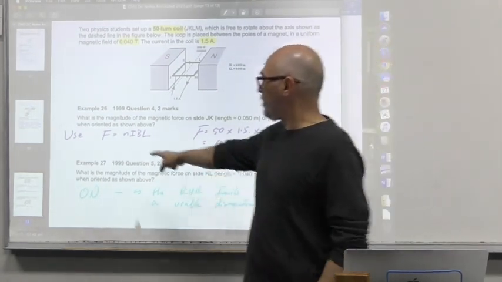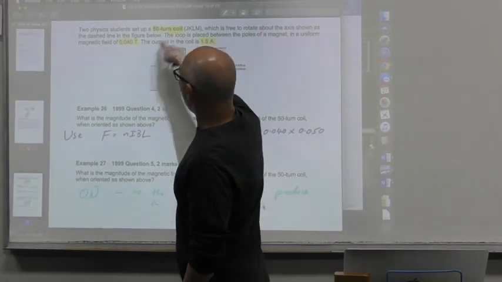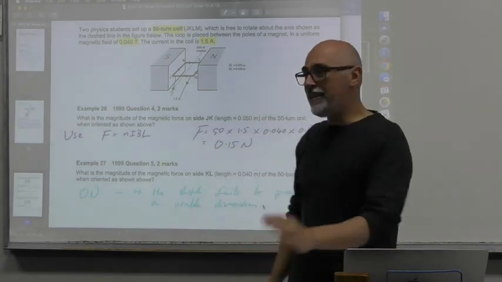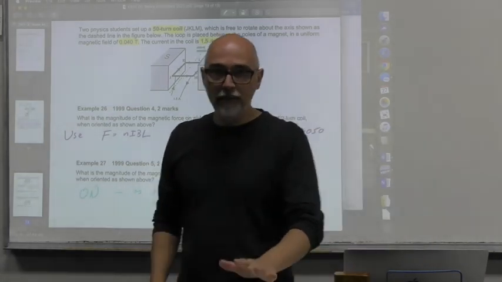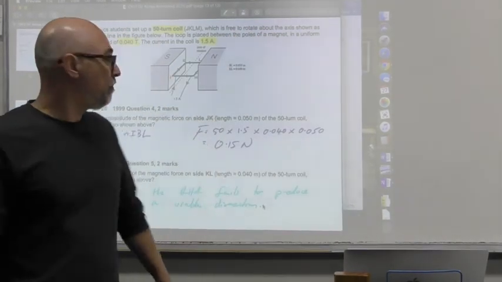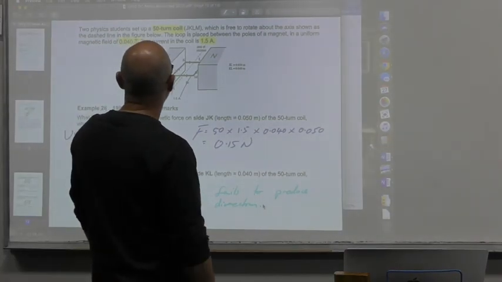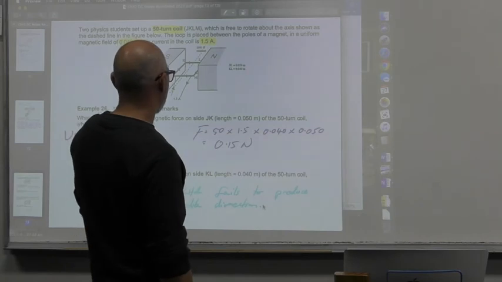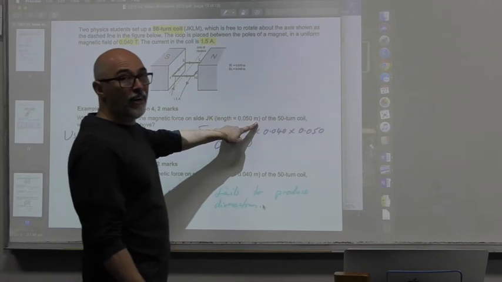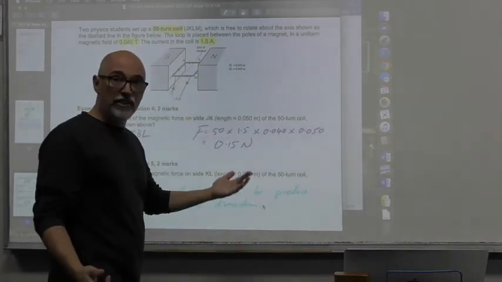N is not always 1, okay? You've got to look out for things like this, a 50-turn coil. So N is 50. You cannot leave that out. And the other thing that at least one person will do in a SAC or the exam is take this value here. They're being kind to you in this question. It's in meters. If it's in meters, then you just apply it.